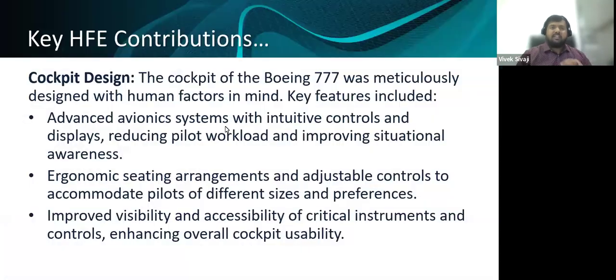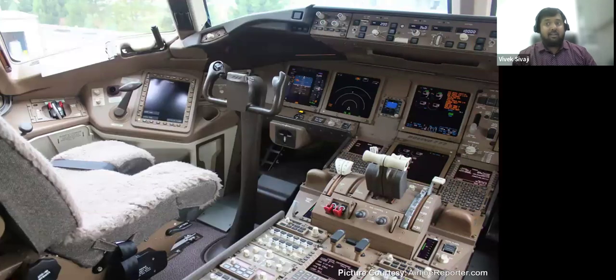A lot of those aspects, for example, the cockpit of the Boeing 777, was meticulously designed with human factors in mind. Avionics systems, ergonomic seating arrangements, improved visibility. The pilot in the cockpit, from that position, should have the ability to access everything, right? And because of the duration of the journey, however long it is, they have to make sure the pilots don't have any fatigue, right? Because a fatigued pilot can be quite dangerous.